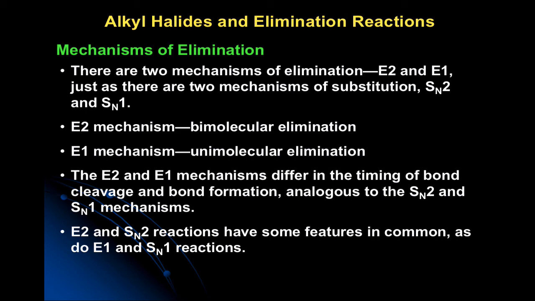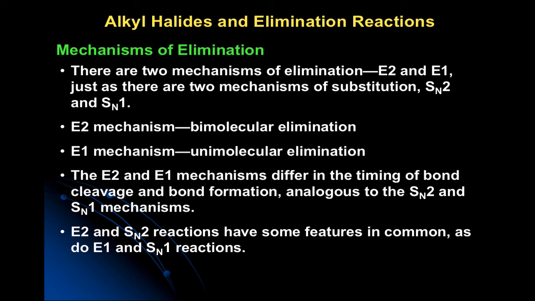As you can imagine, there are two mechanisms for elimination. There's actually a third mechanism that we're not going to talk about right now. We'll talk about that at a later date. But for right now, we have E2 and E1. And these are very, very similar to the SN1 and SN2 that we learned about in the previous chapter. So I'm really not asking you to learn anything new other than the fact that you're going to get a different product. The kinetic parameters are the same.